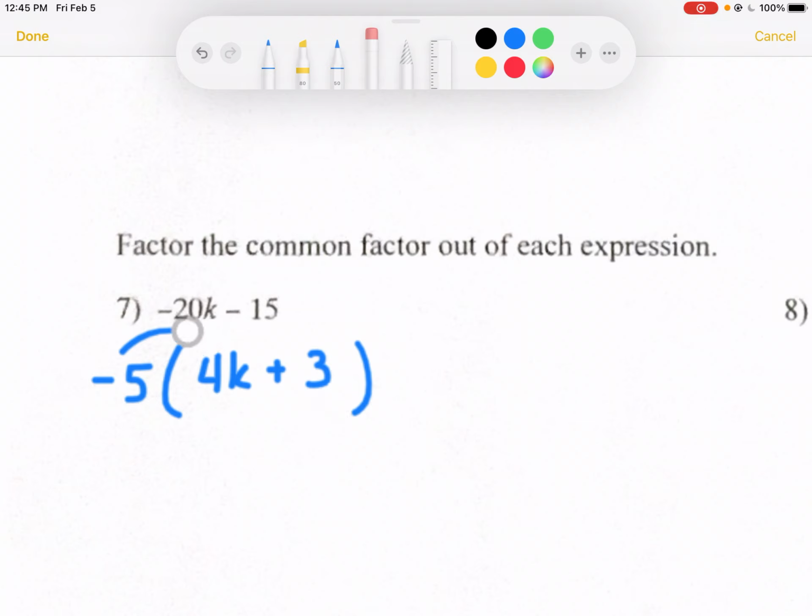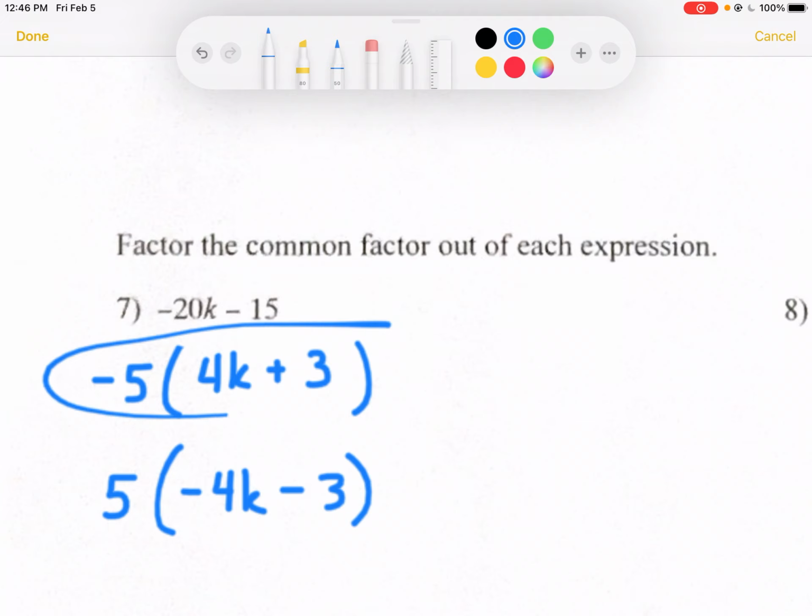Okay? Now, if you had made this positive 5 out here, that would be okay. You just need to have negative 4k minus 3 inside the parentheses. Okay, so either one of these answers would work.